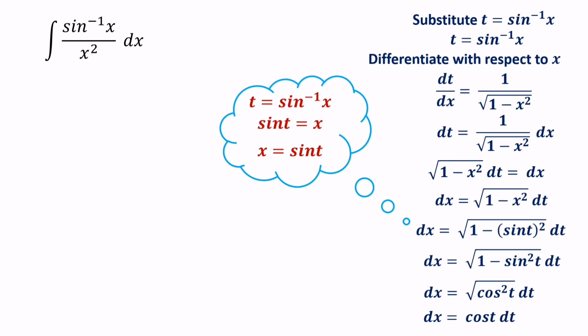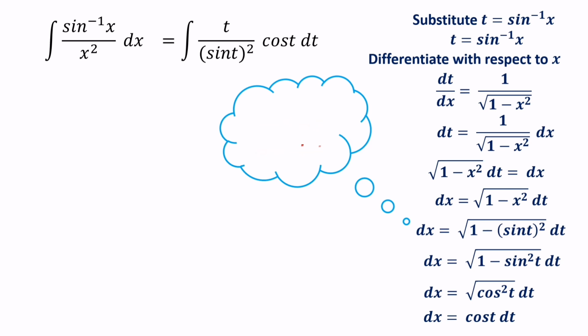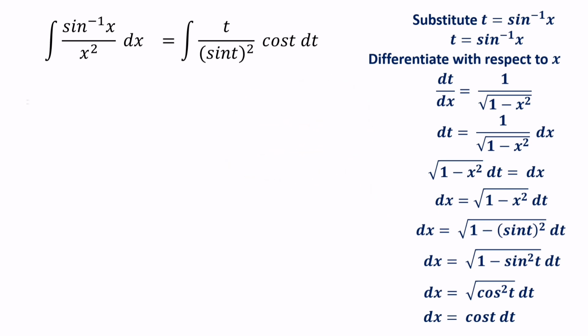Now let's move to the integral part. Instead of sin inverse x, we can write t. Instead of x, we can write sin t. So we can write this integral as the integral of t over sin squared t. Instead of the dx value, we can write cos t dt.